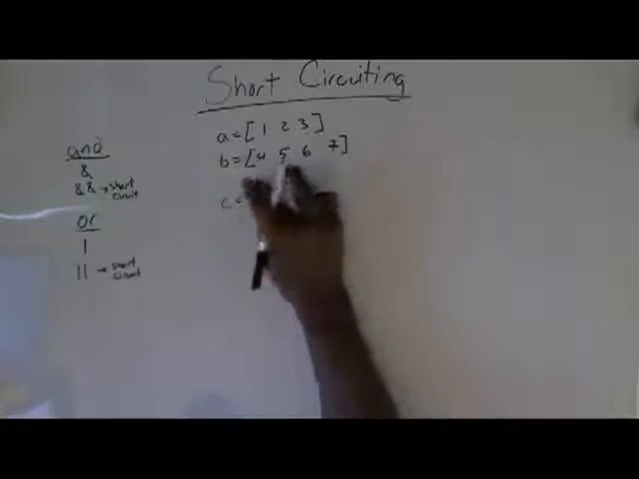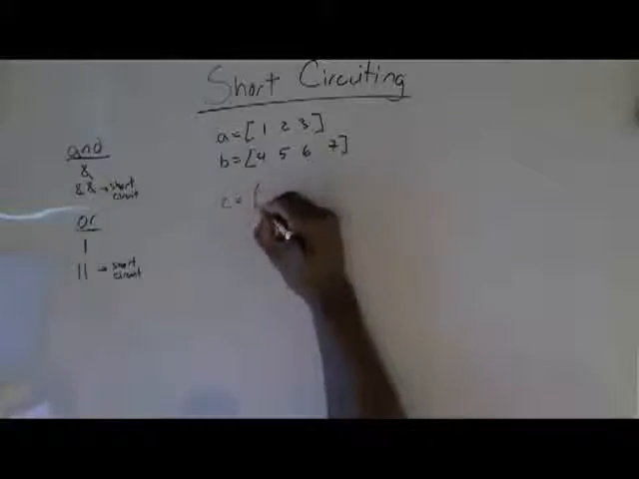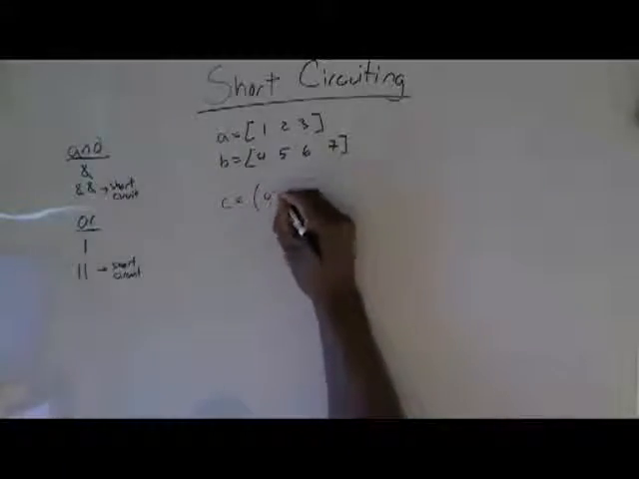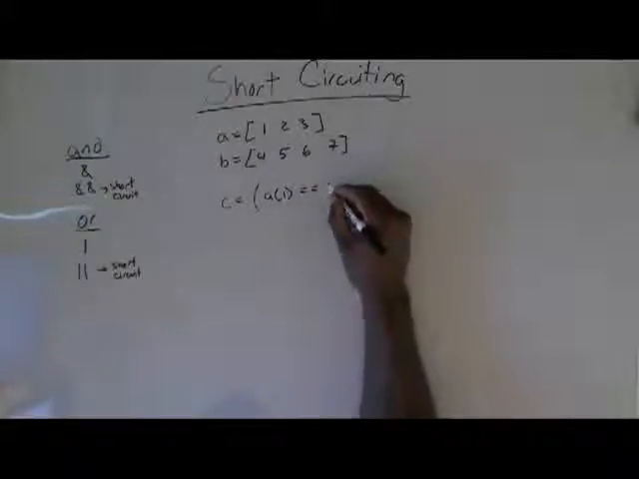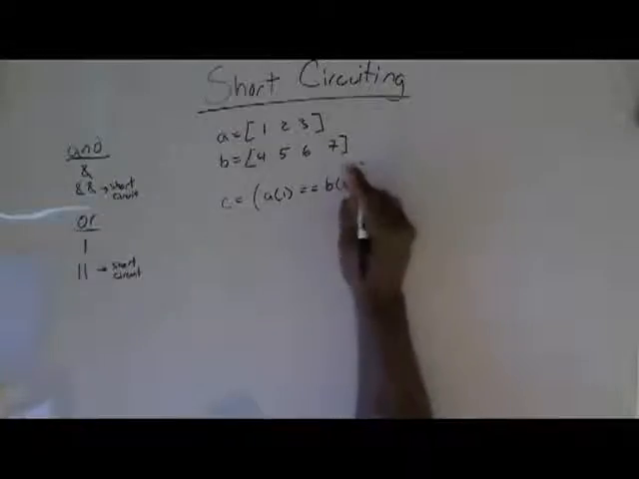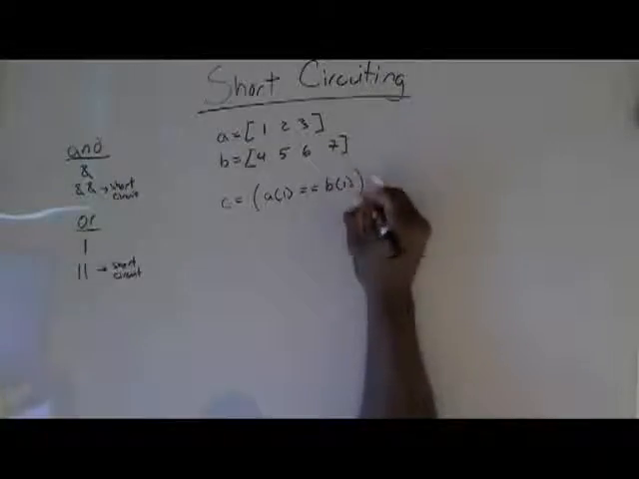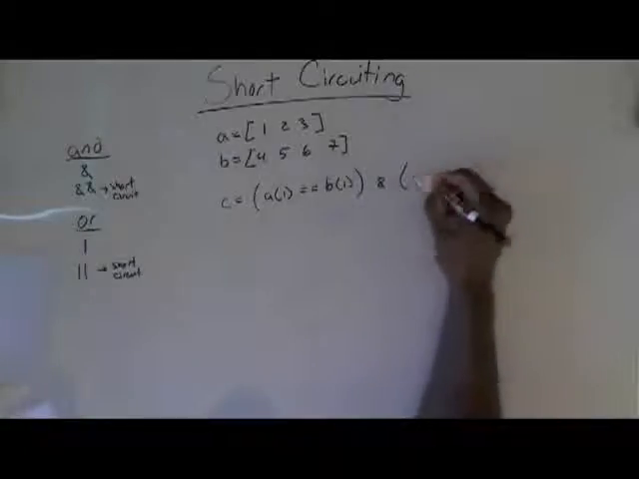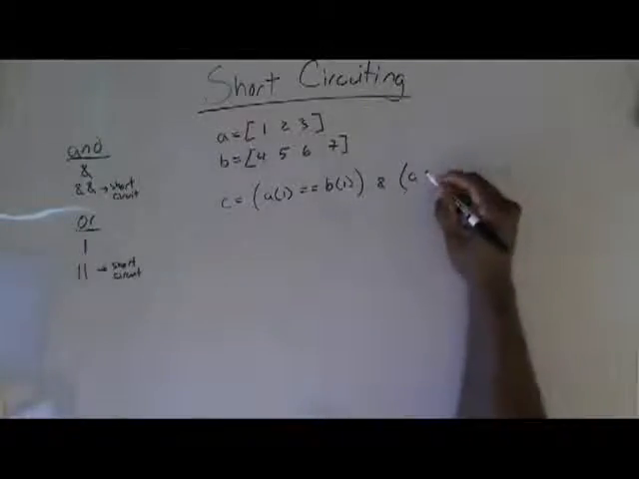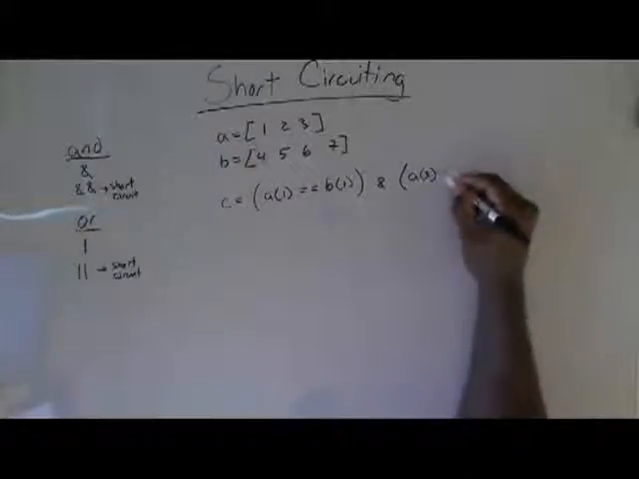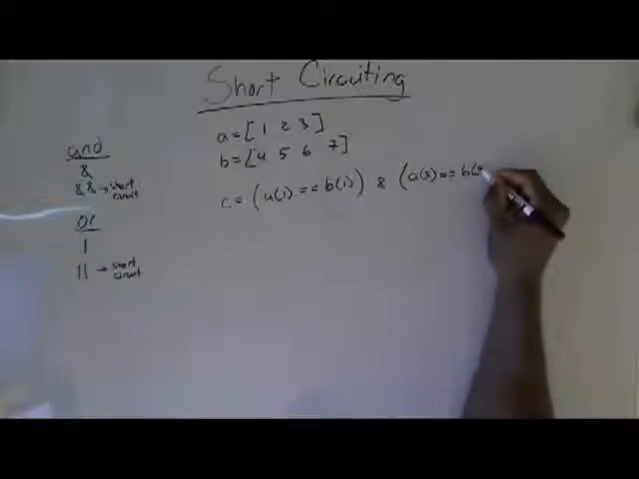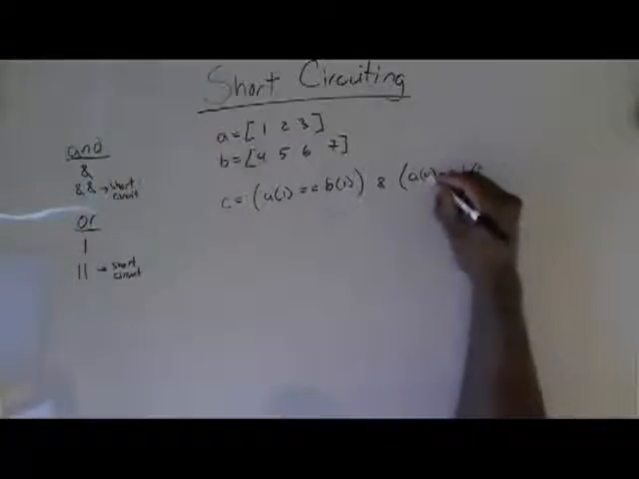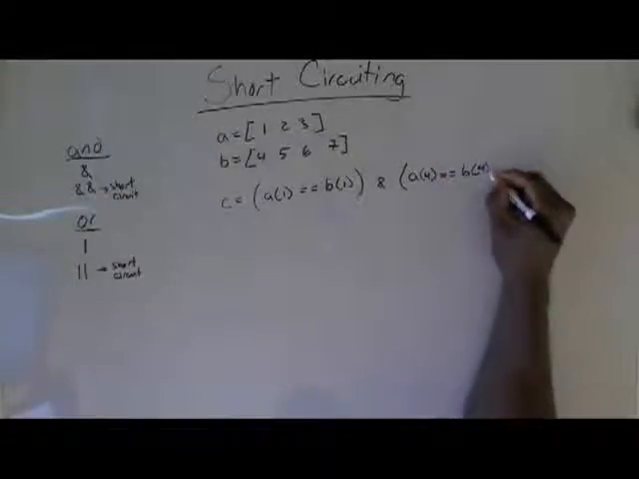Okay, and then we want to do something like this. C is equal to, let me do big brackets here, A sub 1 equal to B sub 1 and A sub, oh, let me not do that. No, let's say A sub 4 equal to B sub 4.